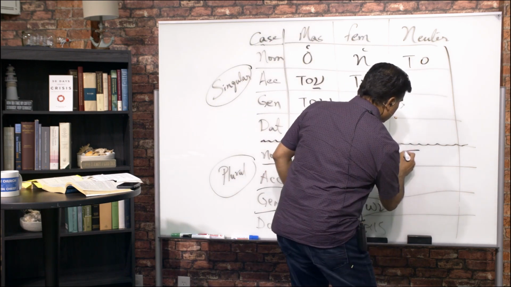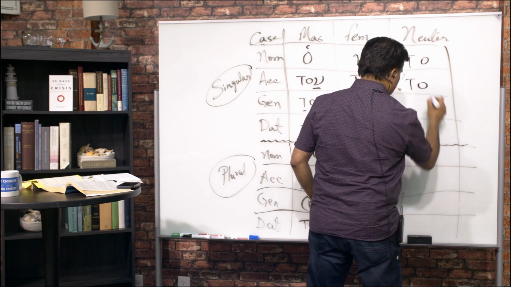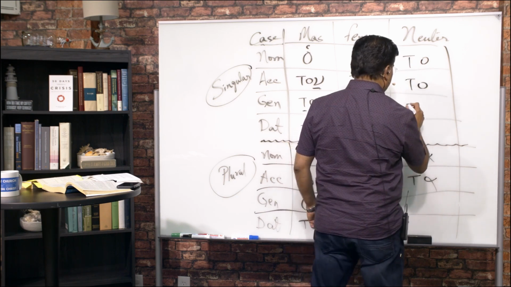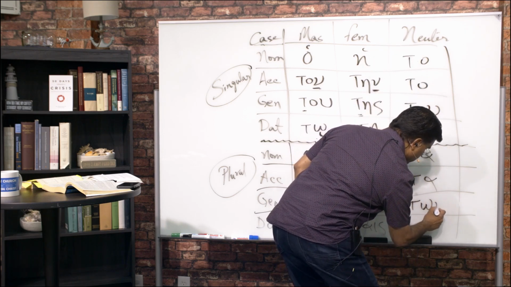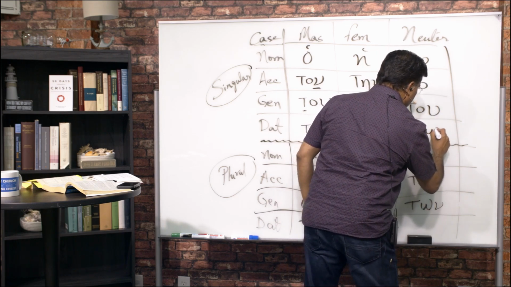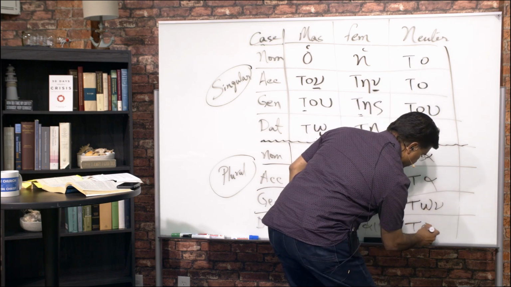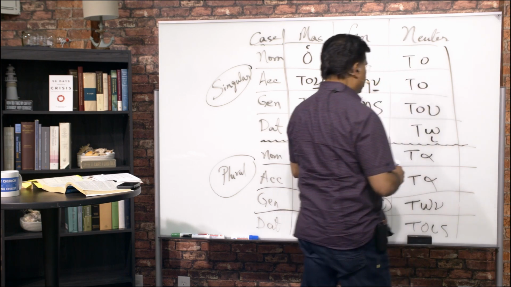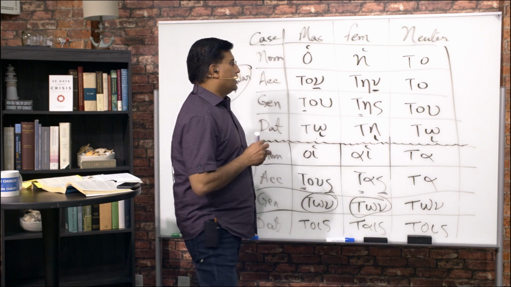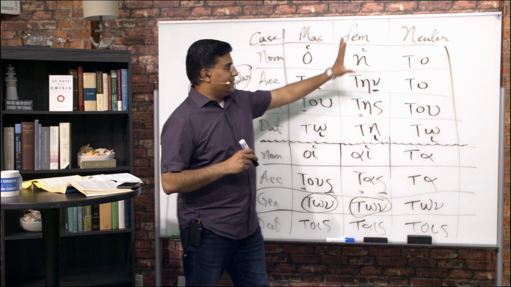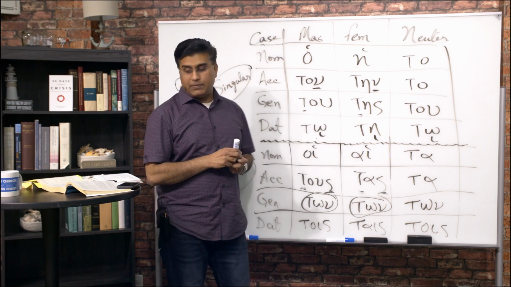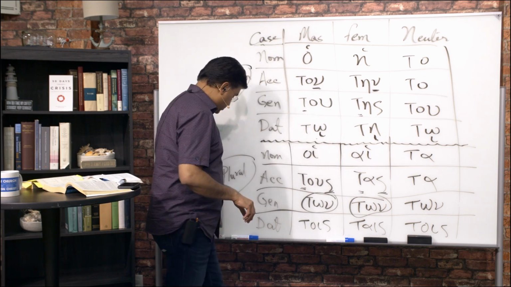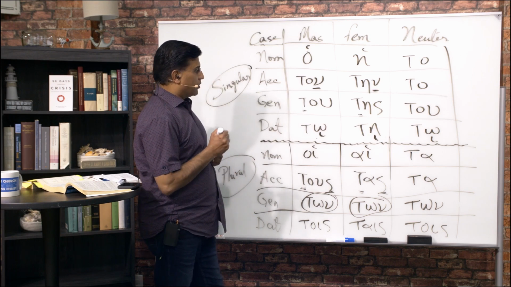To, ta, to, ta, tou, tōn, tō, tois. By the way, did you notice something here? The masculine and the neuter are almost the same. Let me use another marker to demonstrate that. Let's use the blue marker right here.